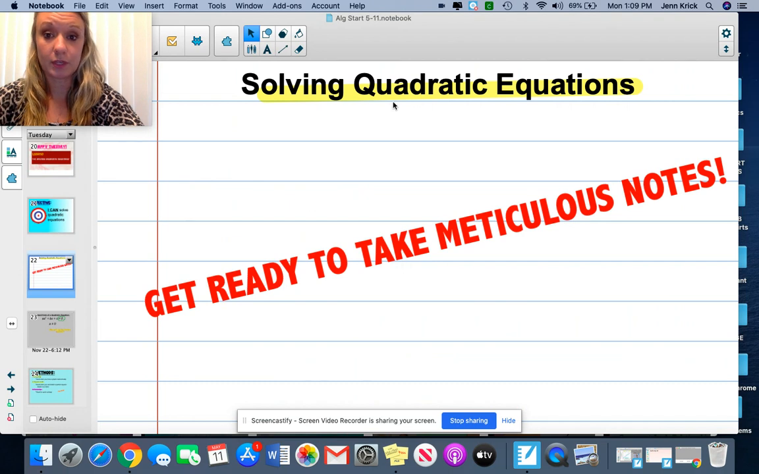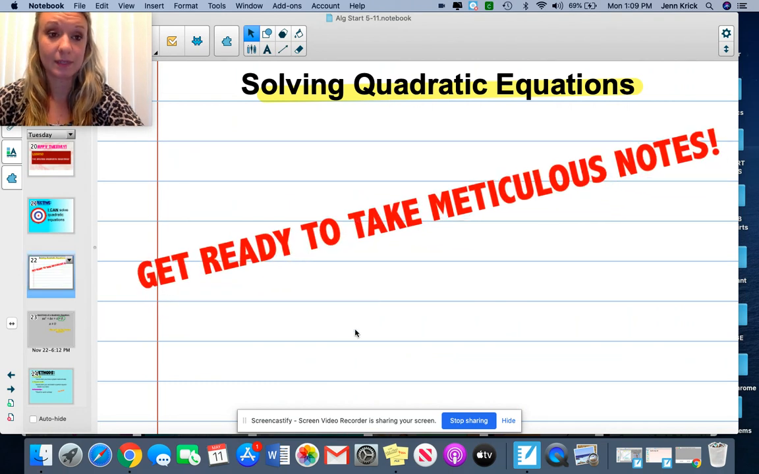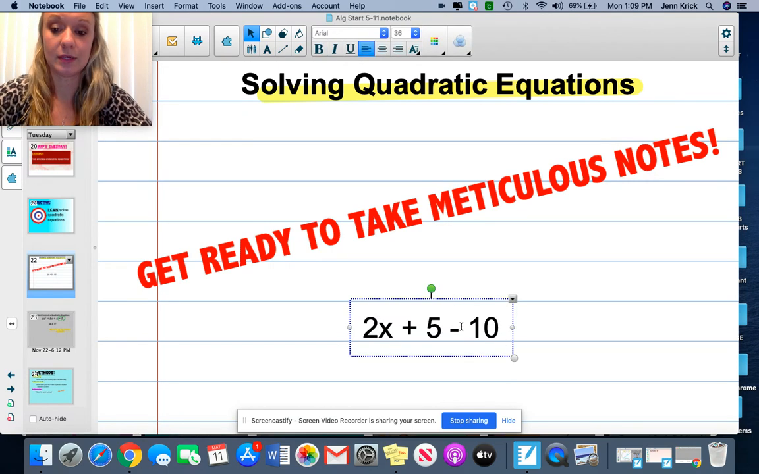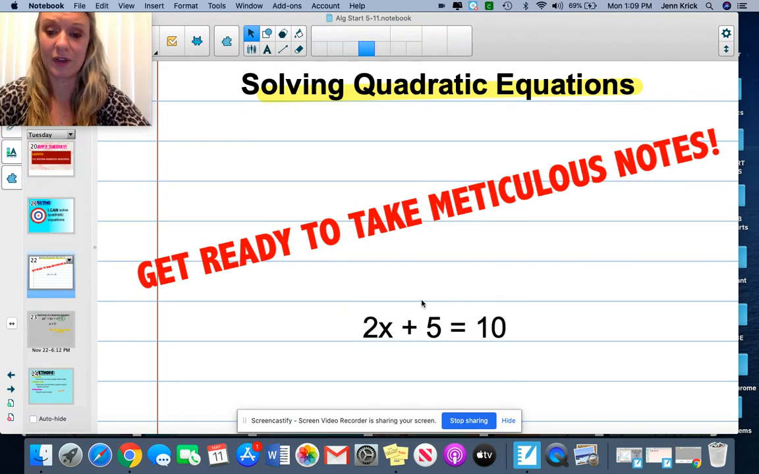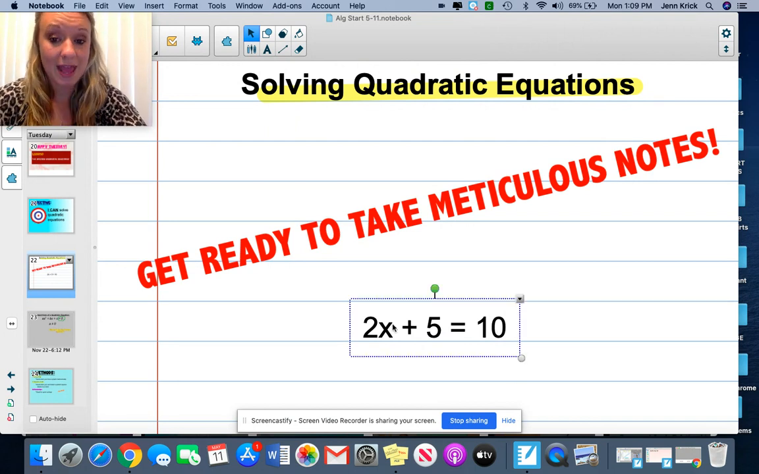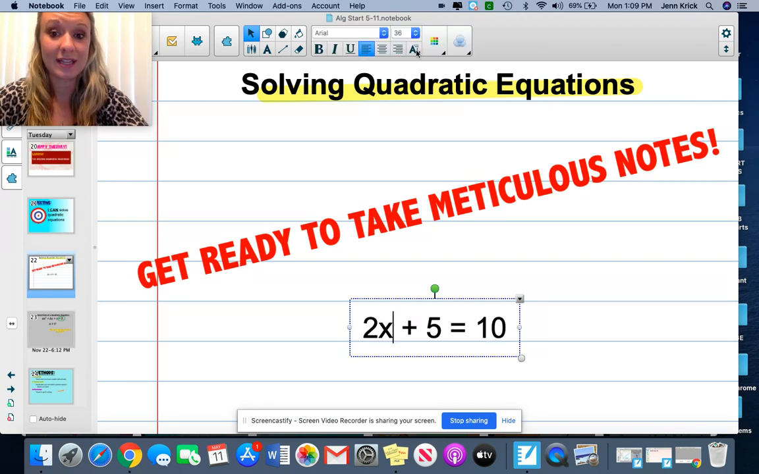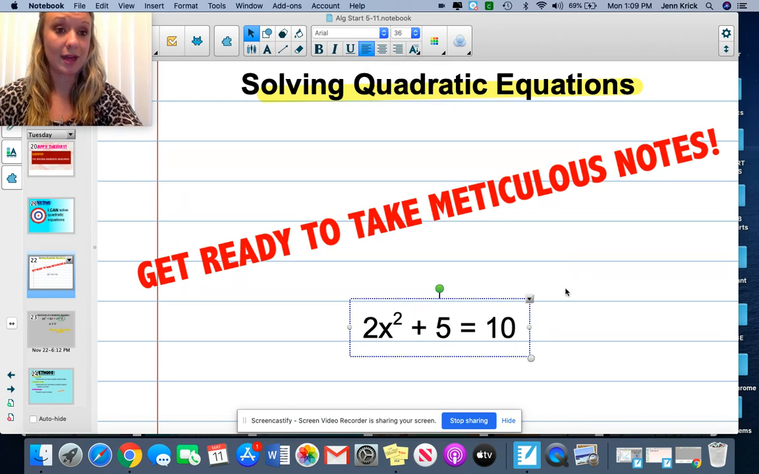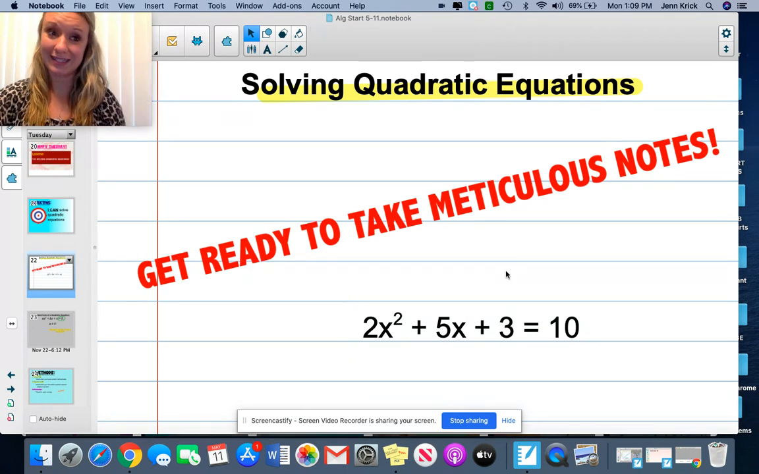So in your notebook, here's your title. Get ready to take some meticulous notes. And let me just talk to you really quick. When we're solving normal equations, it looks like this: 2x plus 5 equals 10. Sorry, that's supposed to be equals. You guys could very quickly subtract 5 to the other side and divide by 2. That's a normal equation. But today, we're going to talk about how to solve a quadratic equation, meaning that your x has a 2 as the exponent, okay? And it might look something like this. So not as easy to solve, and there are 3 different methods to do so.